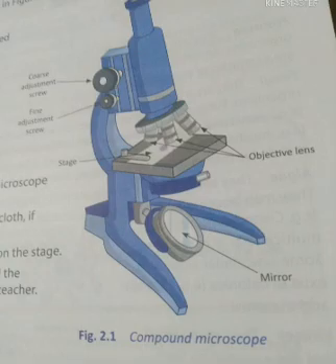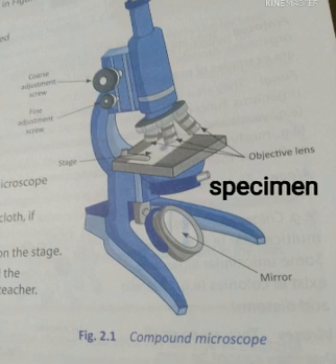Microscope is an instrument that makes use of lenses to make smaller objects appear larger. Usually, a compound microscope is used for viewing tiny organisms. This is the diagram of a compound microscope. The object to be viewed under the microscope is referred to as the specimen.